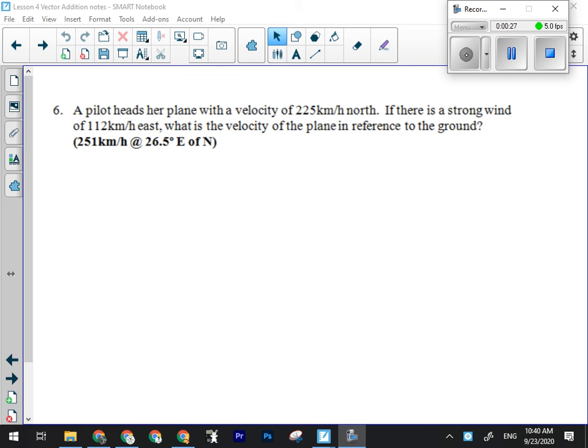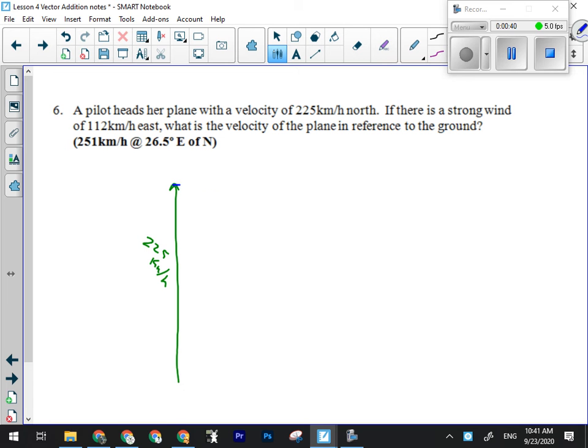So let's have a look at this one because it's pretty quick. Okay, so the person heads north, 225 kilometers per hour. There's a wind blowing due east at 112 kilometers per hour. That means that the resultant velocity is like this. The plane will be blown slightly off course, to the east. And that will be our resultant velocity, and we'll need the angle for that because velocity is a vector quantity.